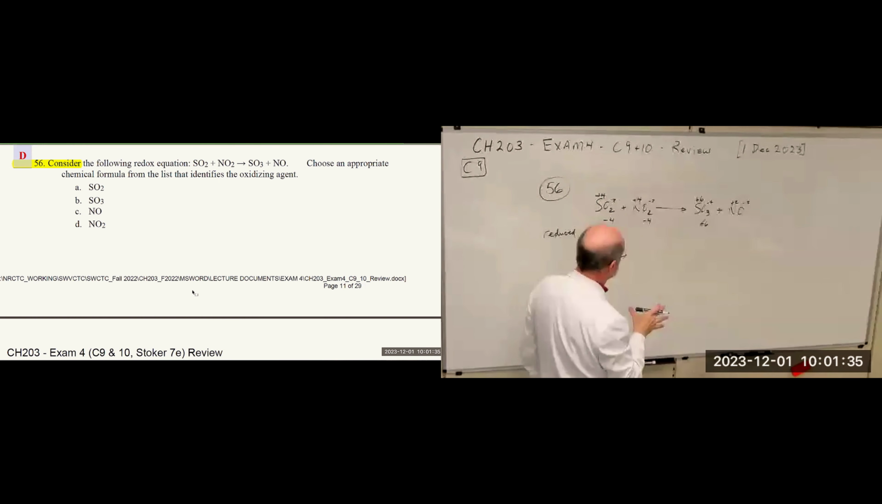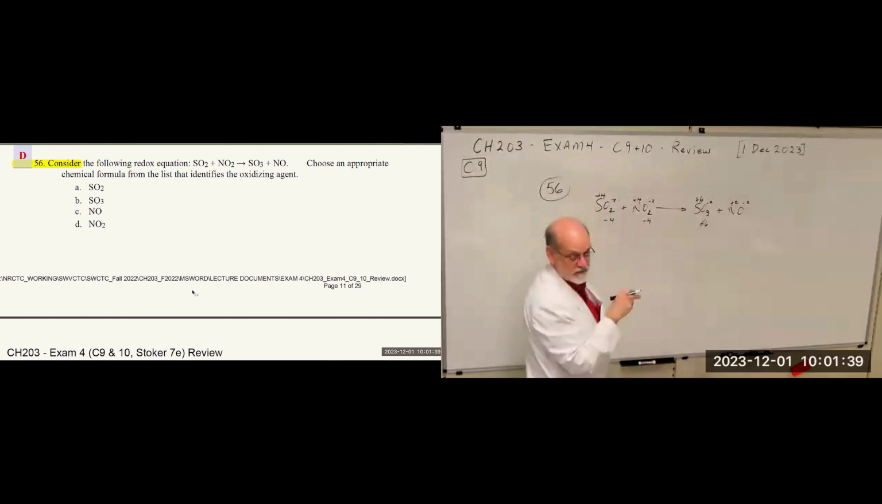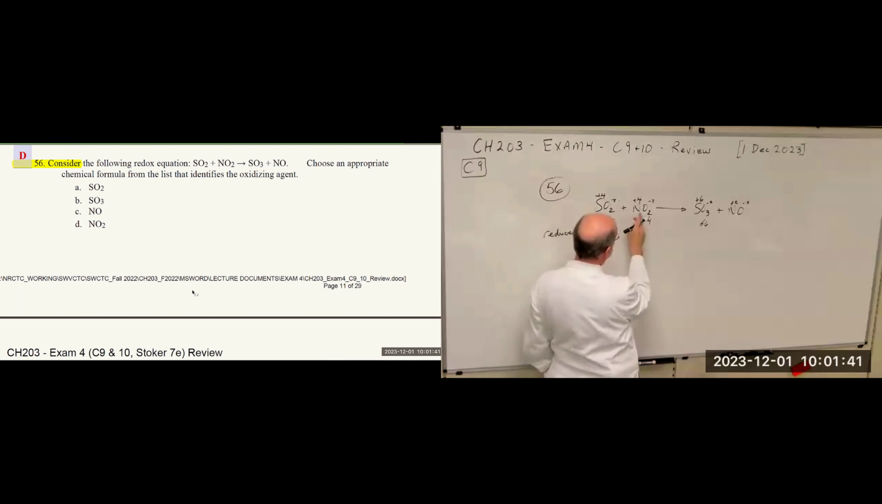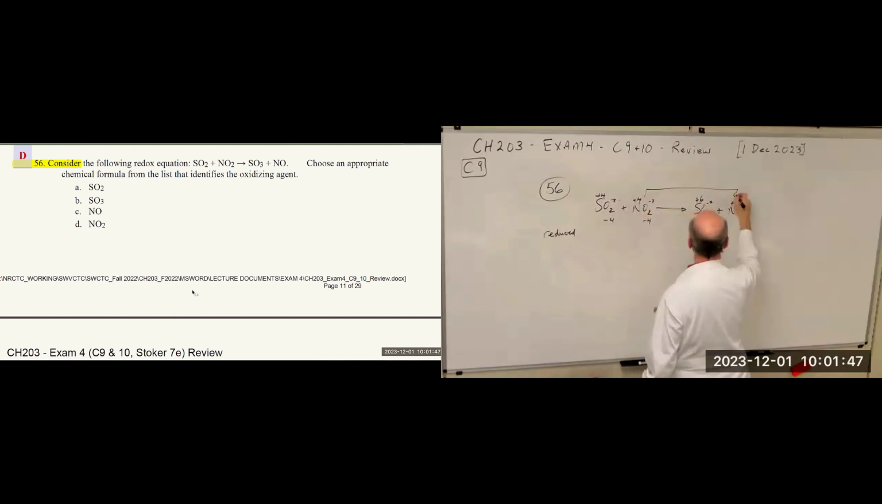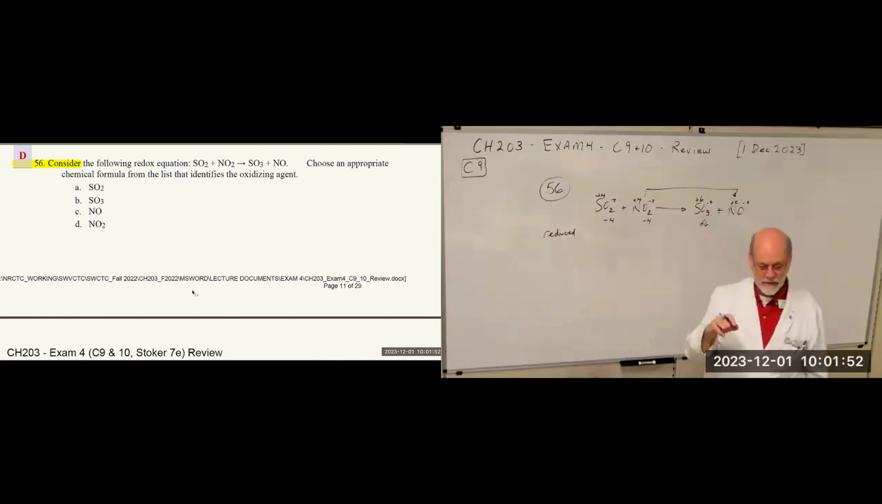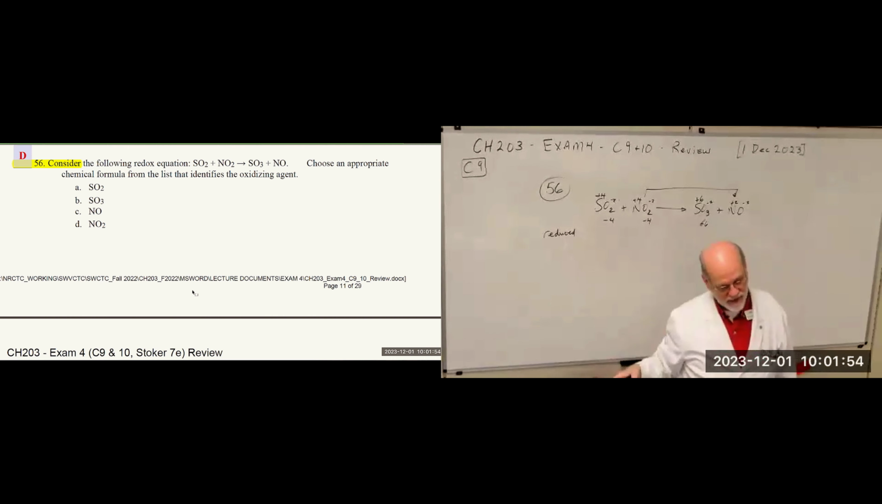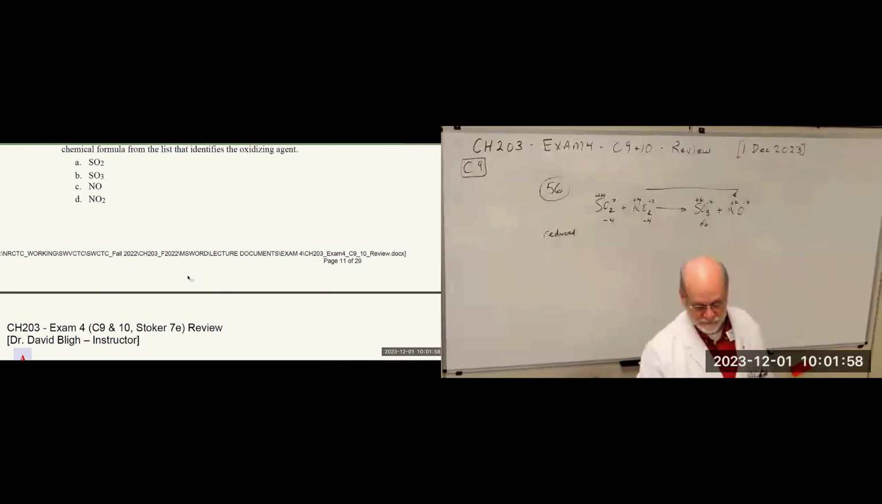So which one is reduced? Right. Sulfur goes from +4 to +6. It's oxidized. Oxygen doesn't change at all. Nitrogen goes from +4 to +2, so it is reduced. So the NO2 is the species that provides the element that is reduced. D is the answer.